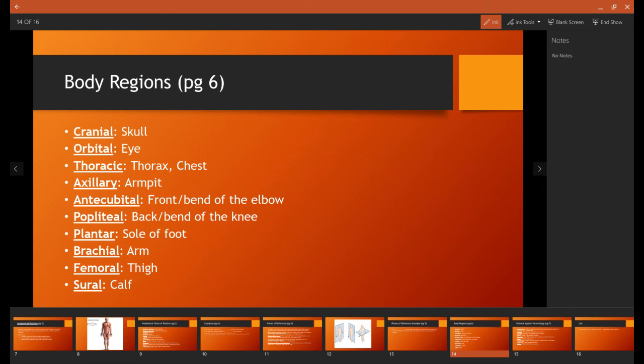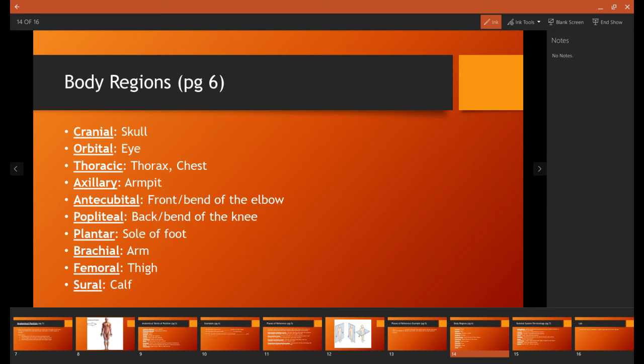There are also specific words for specific body regions, and we'll work through a few of these here. The first one, cranial, is just going to be referring to the skull. Orbital is going to be referring to the eye. Thoracic is going to be referring to the thorax or the chest region. Axillary is going to be the armpit region. Antecubital is going to be the front or the bend of the elbow. So usually where you get blood drawn on the front of your elbow, that is called the antecubital fossa. So the antecubital region is just that exact area there.